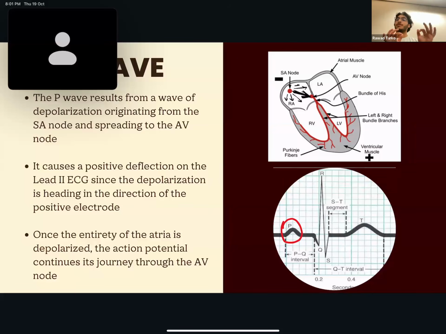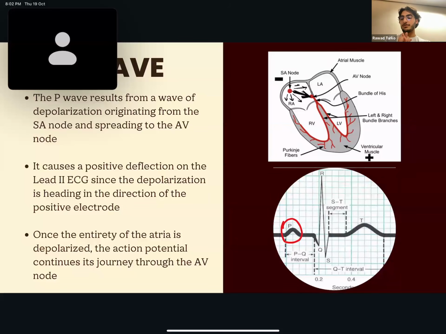Okay, now this is lead 2, right? This is a lead 2 ECG. I mentioned that when we're talking about a normal ECG, usually we're looking at lead 2. So imagine that this is a lead 2 ECG. Negative electrode on the right arm, positive electrode on the left leg. So if we have an action potential that's propagating from the SA node in the general direction towards the AV node, will that cause a positive or a negative deflection on the ECG?